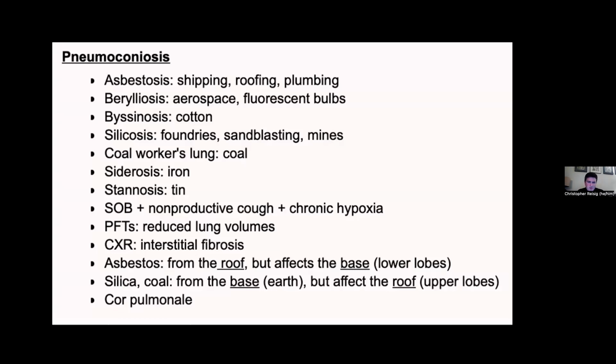It's not really worth spending too much time thinking about these things other than knowing they are tested, and there are buzzwords associated with them. Fluorescent light bulb factory is borreliosis.